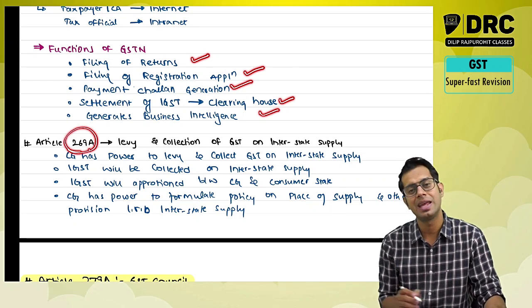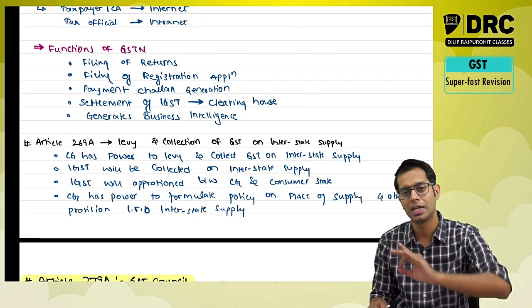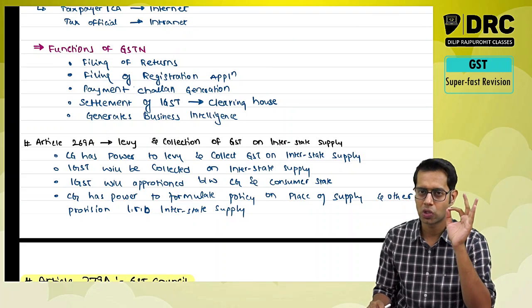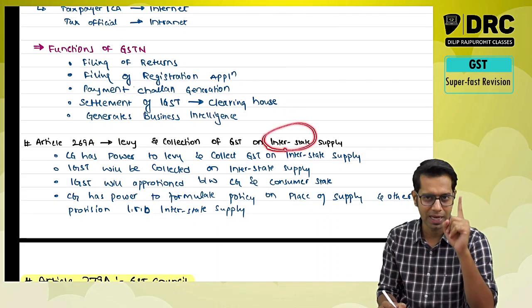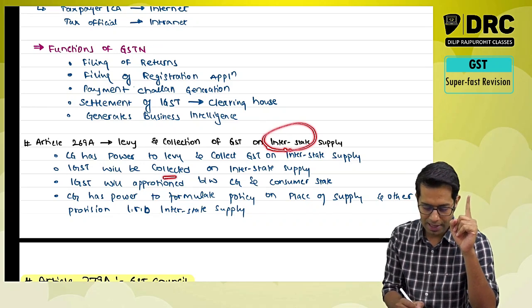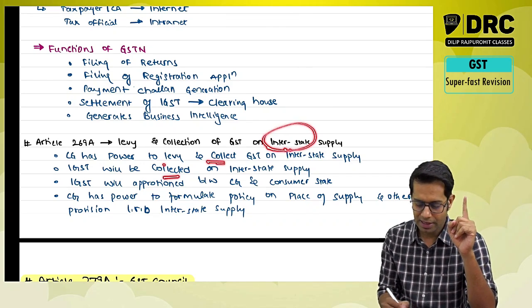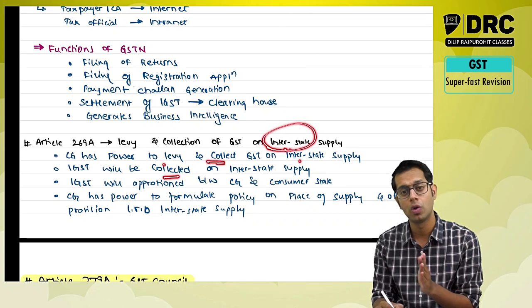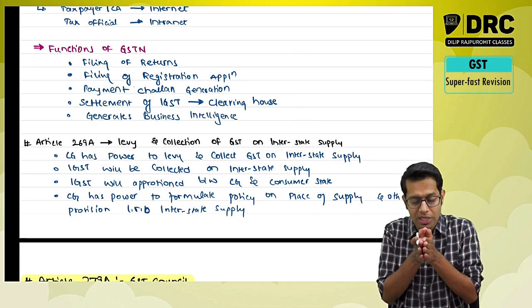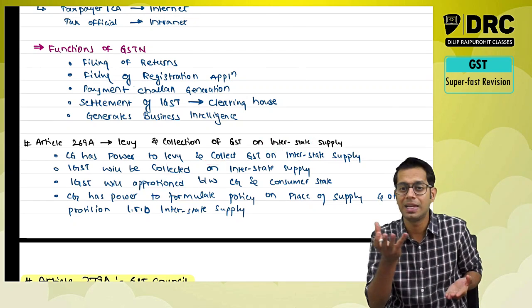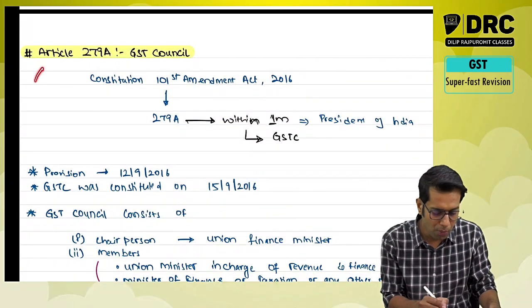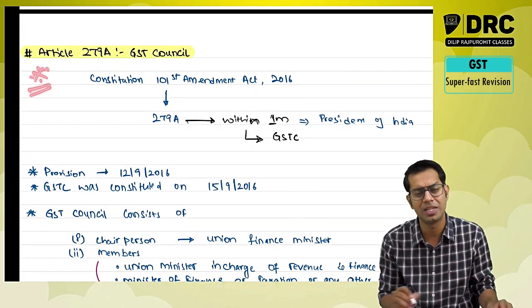Article 269A talks about levy and collection of taxes on interstate supply. Whenever there is an interstate supply, you are going to levy a tax called IGST. This IGST will be levied and collected on interstate supply by the central government, and once it is collected, the central government is going to distribute it equally between the central government as well as the consumer state.